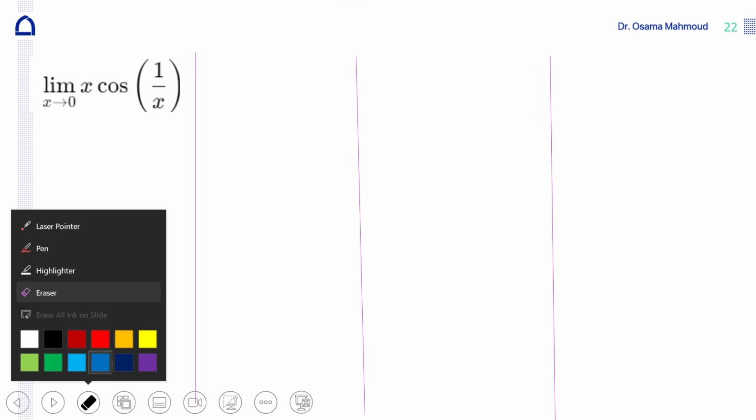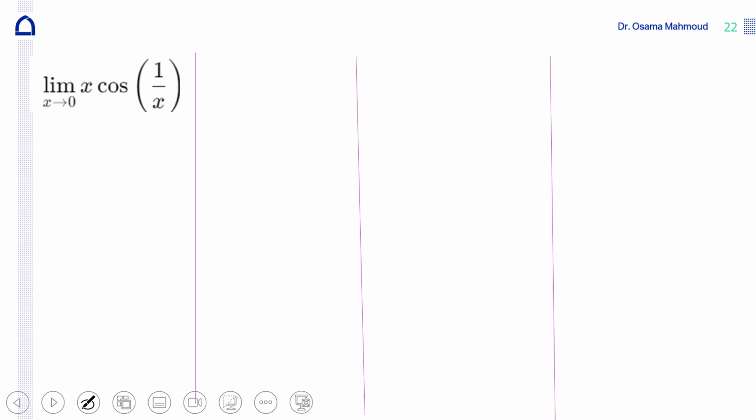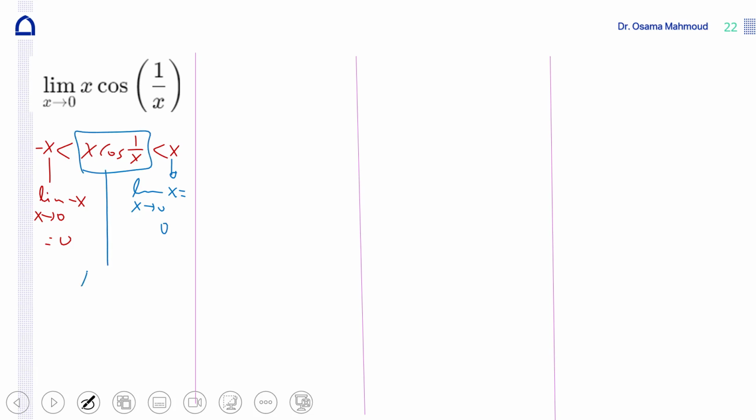For this one, I can say x cosine 1 over x is between minus x and x. You can check by graphing this one, right? So I know the limit of this one when x tends to 0 is 0, and the limit when x tends to 0 for this one is equal to 0. So it's fair enough by the sandwich theorem to say the limit when x tends to 0 of x cosine 1 over x should be 0.